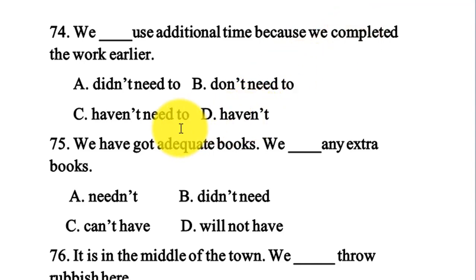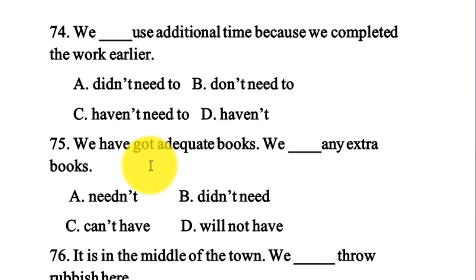Haven't need to: no. We don't have such a structure. Haven't need to is not a modal verb structure. The necessity verbs are present necessity verb and past necessity verb.